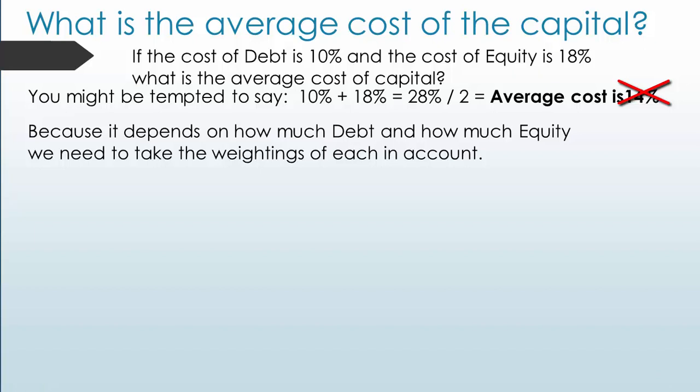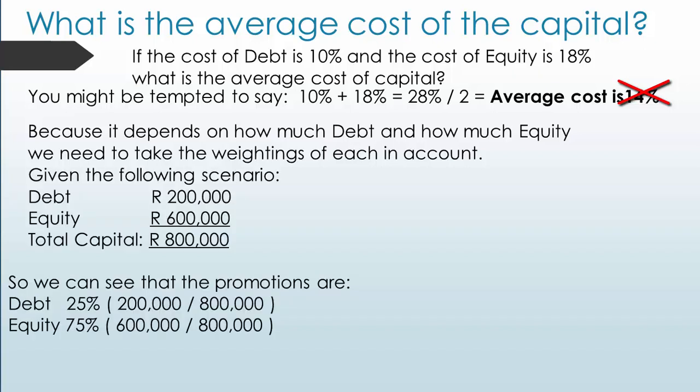If I buy something for 1 rand and I buy another 2 things for 10 rand, I can't just take 10 plus 1 and divide by 2. I've got to take the fact that I bought 2 of the 10. And so this is where the weightings come into account. And so if I give you this detail and I say, well, we got debt of 200,000, equity of 600,000, the total capital is 800,000. And so you can see then obviously that the proportion of debt is 25% and the proportion of equity is 75%.